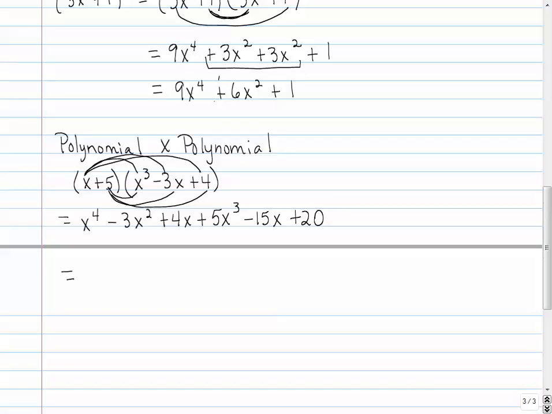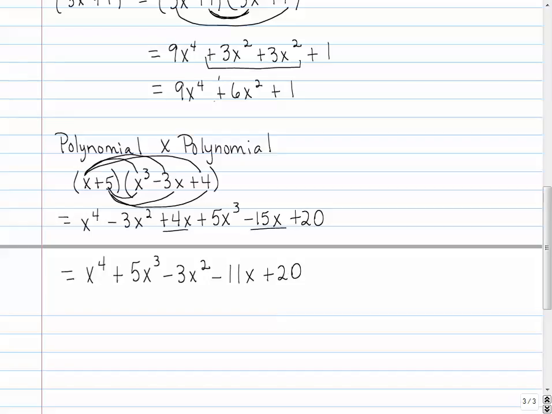Now we combine any like terms. Okay, I don't have any other x to the 4th, so I'm just going to bring that down. I only have one x cubed, so I'm going to bring down the plus 5x cubed. I only have one x squared, so I'm going to bring that one down. Okay, now 4x minus 15x. 15 minus 4 is 11, so it's going to give you a negative 11x. And then I bring my plus 20 down. There's nothing to combine with that.